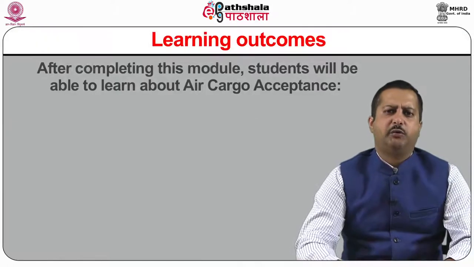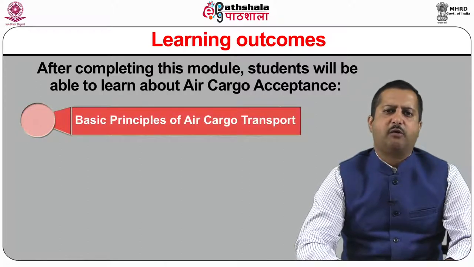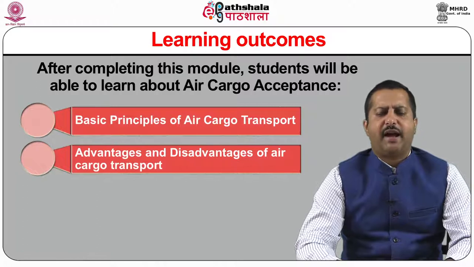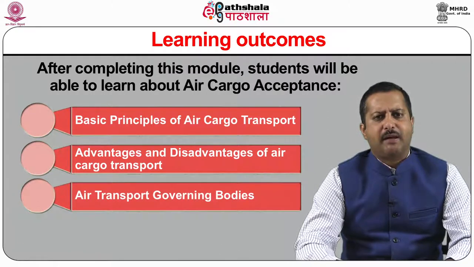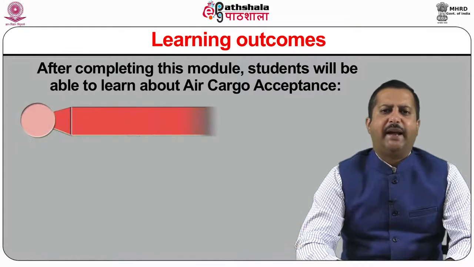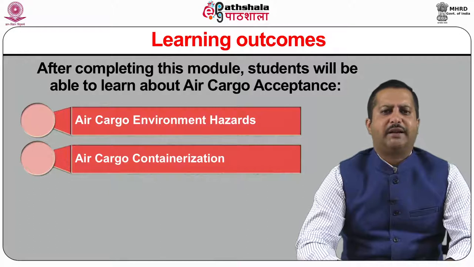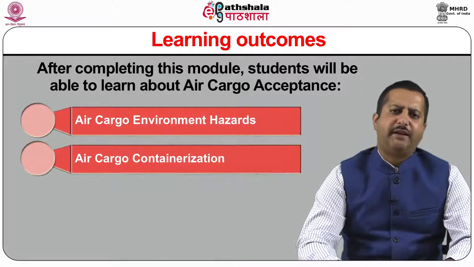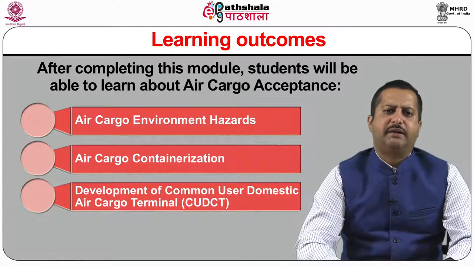After completing this module, the students will be able to learn about basic principles of air cargo transport, advantages and disadvantages of air cargo transport, air transport governing bodies, basic rules and regulations, air cargo environment hazards, air cargo containerization, and finally, development of common user domestic air cargo terminal, that is CUDCT.